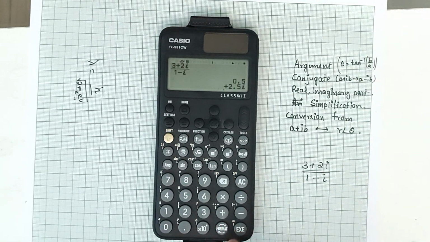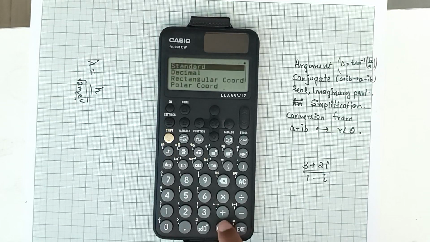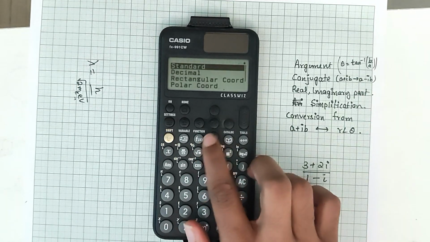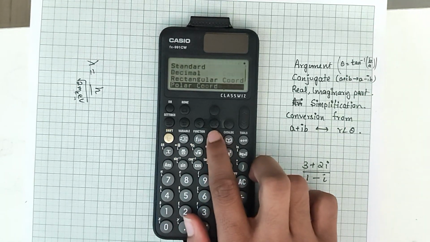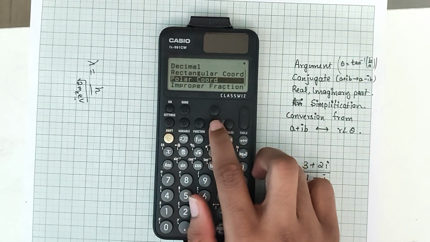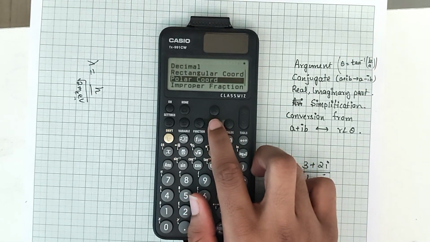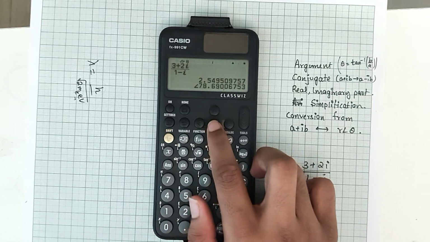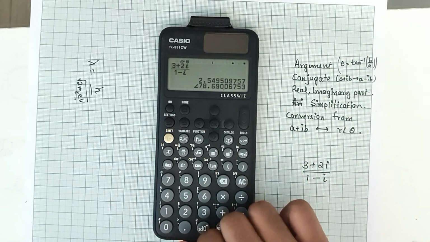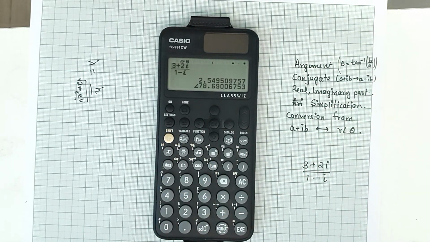Now say I want to convert this result into the r theta form. The easiest way to do that is to go to Format here, and as we can see, the last option on the screen is Polar Coordinates. So let's go with Polar Coordinates and we obtain the result 2.54 and 78 degrees.